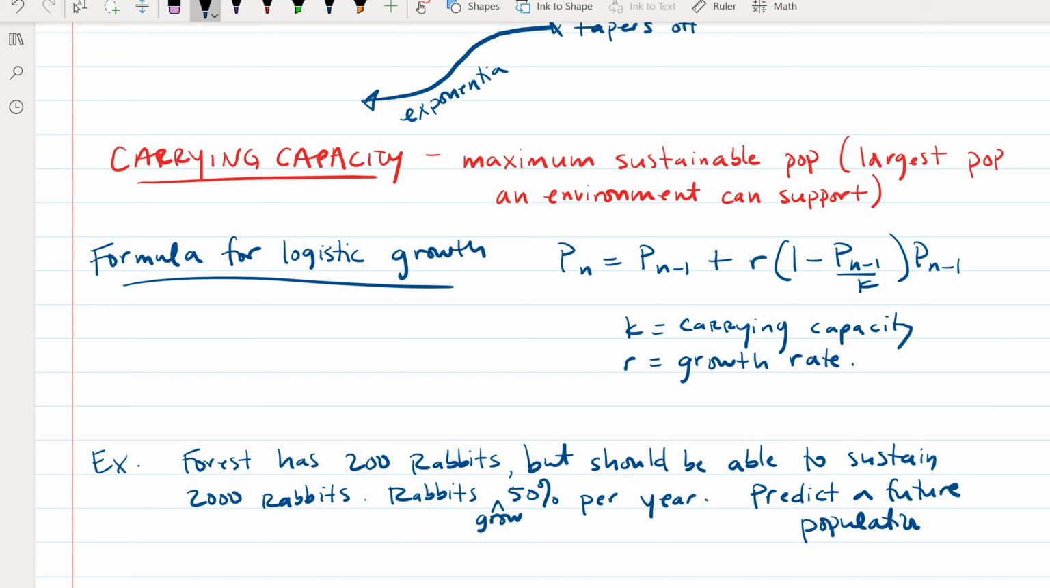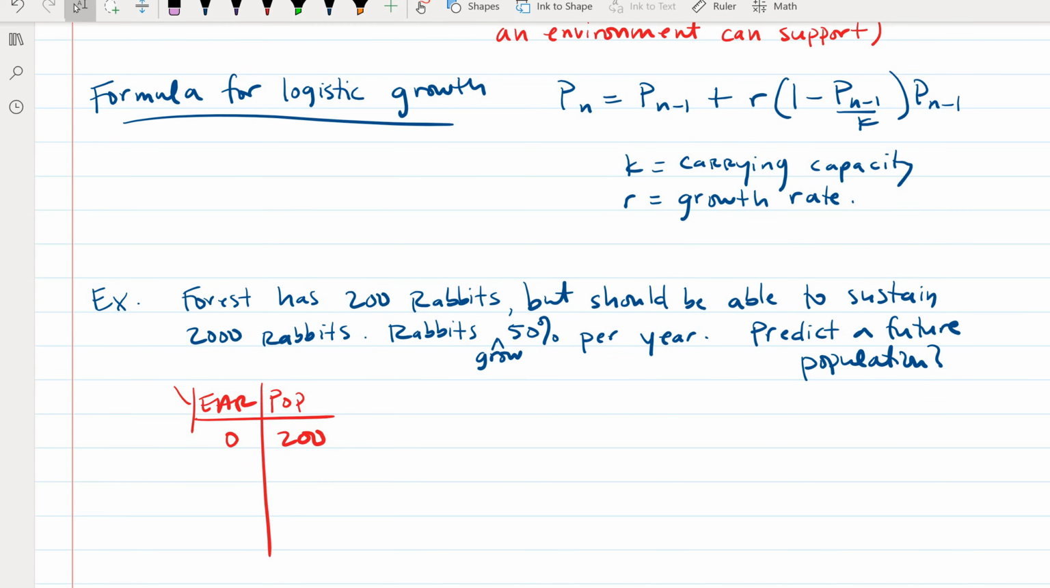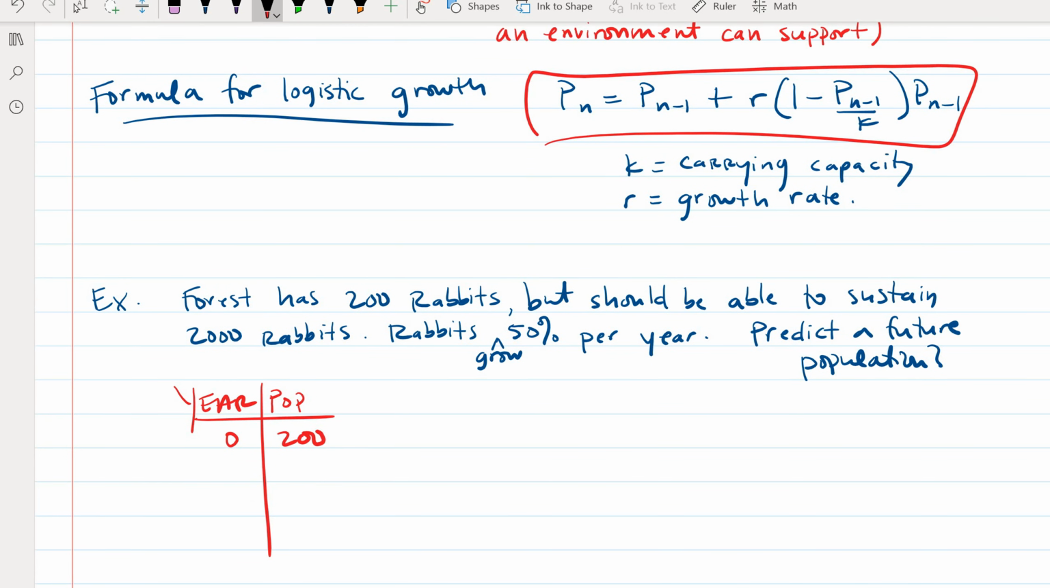Let's see if we can figure this out. Okay, let's go ahead and just play with the rabbit numbers for a minute. We can make a table based on the year and then the population of rabbits. So year 0 we have 200. At the end of year 1 our rabbits have grown... let's back up for a minute before we go to the table, and let's go ahead and figure out our formula. Okay, so we probably should have put a box around that.